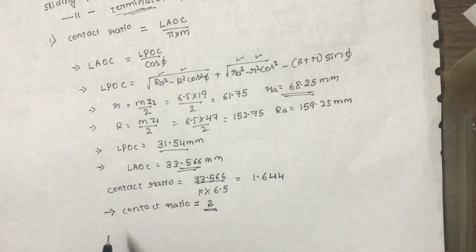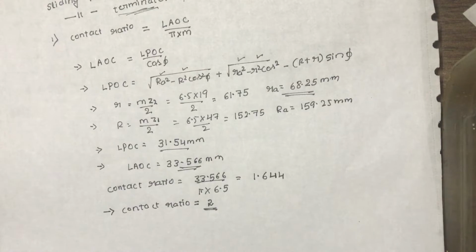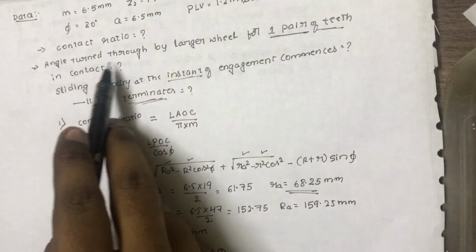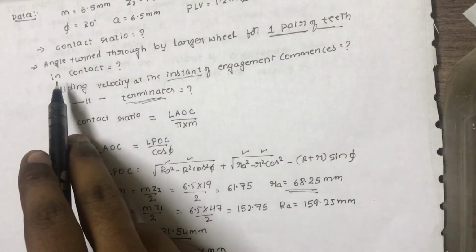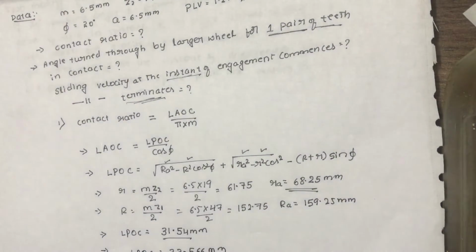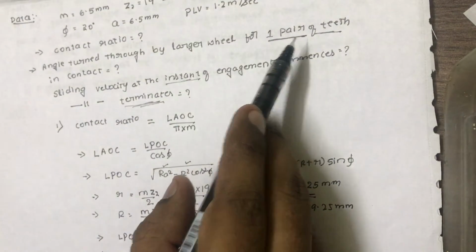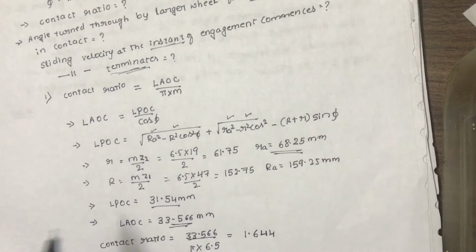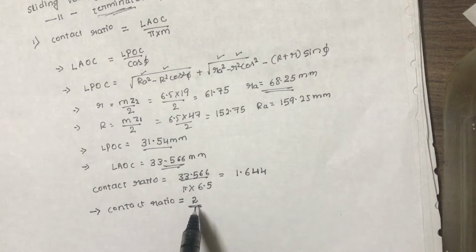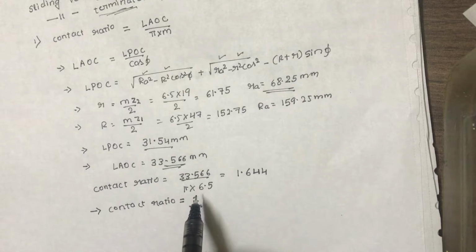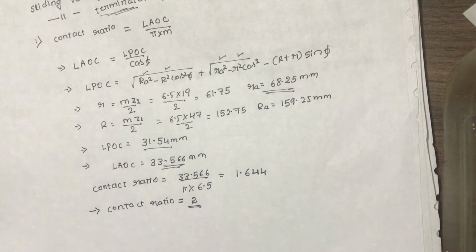He is asking for the angle turned through by the larger wheel for one pair of teeth in contact. Remember, it is one pair of teeth. How many pairs of teeth are in contact? After solving the problem for contact ratio, there are two pairs of teeth in contact. Fine. So he is asking for one pair of teeth in contact.